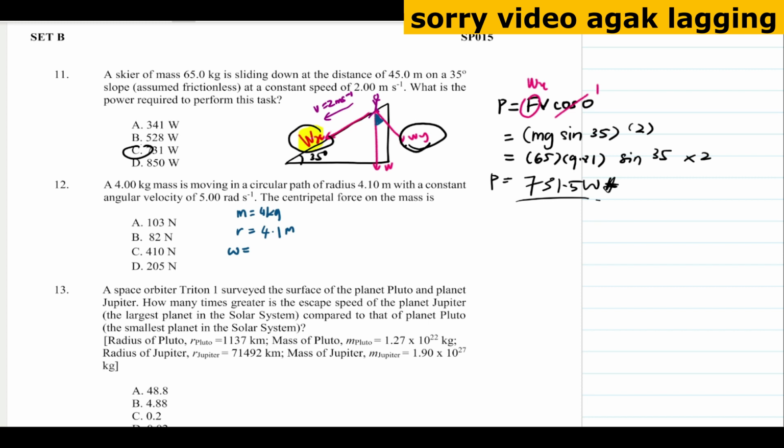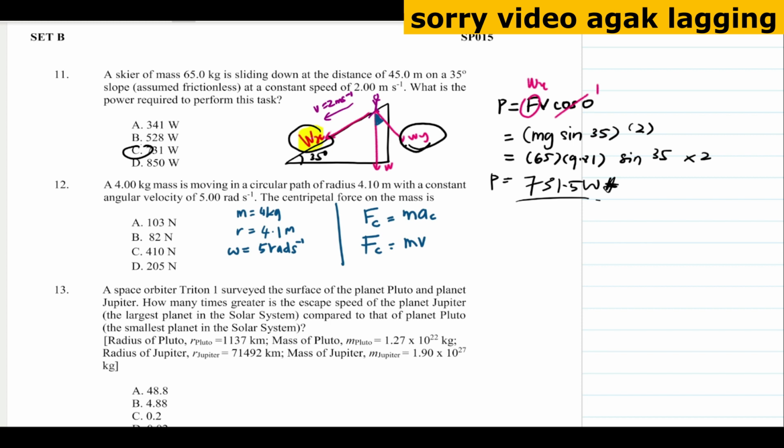Soalan suruh kita kira centripetal force Fc. Guna saja formula lah. Fc is equal to m a_c. Ataupun kalau kita tak ada centripetal acceleration, kita boleh substitute saja. Fc is equal to m v squared over r, ataupun a is equal to r omega squared kan. Masukkan sajalah kalau dah tahu. Nak guna m v squared over r pun boleh, tak ada masalah.